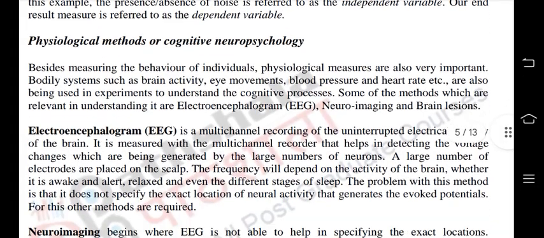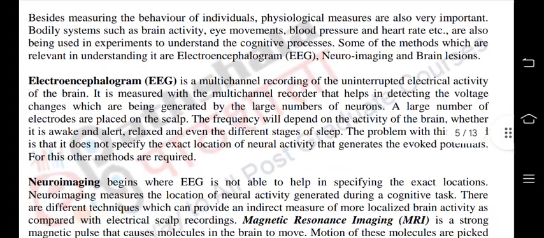Physiological methods of cognitive neuropsychology. Don't bother about the background noise, sorry for that.